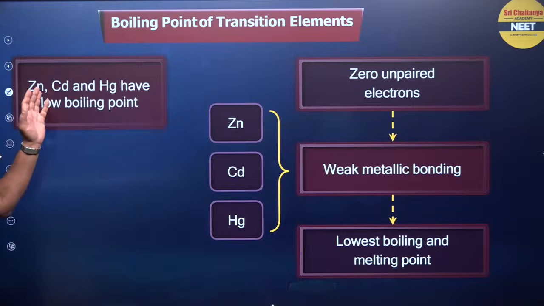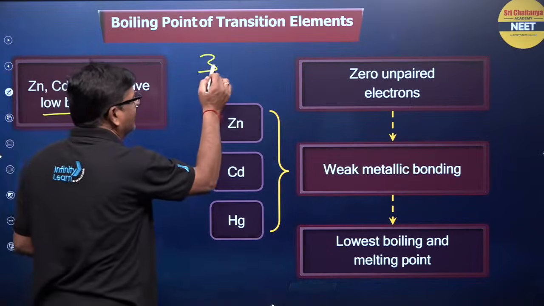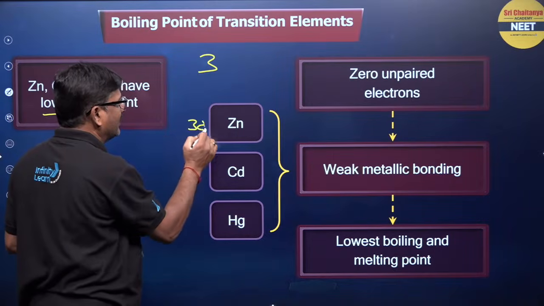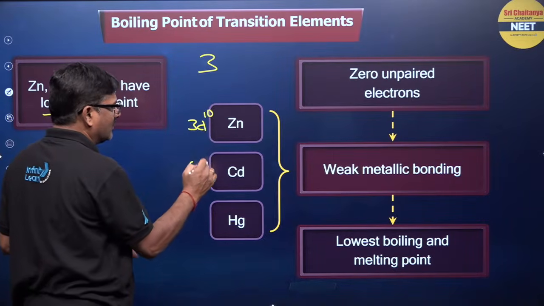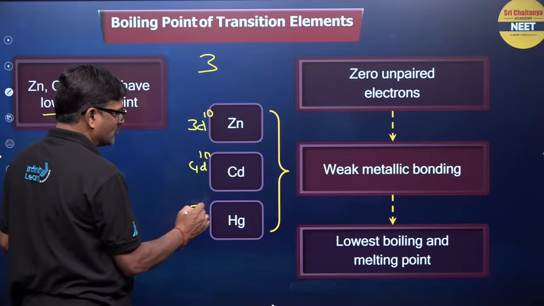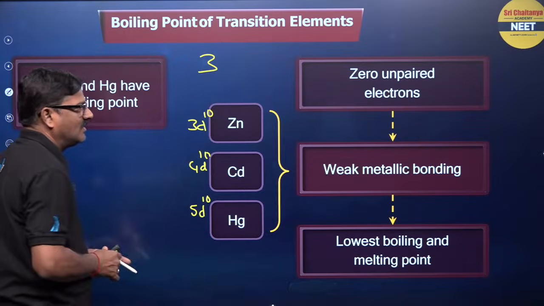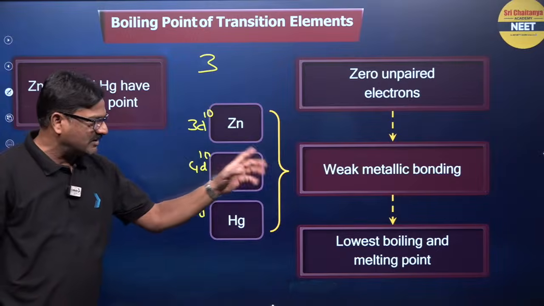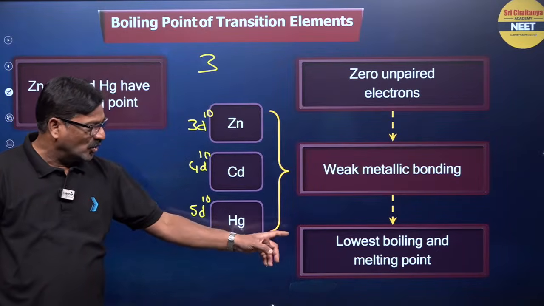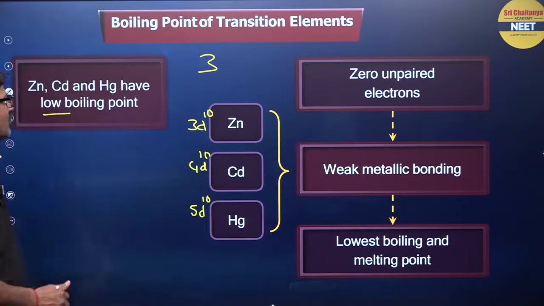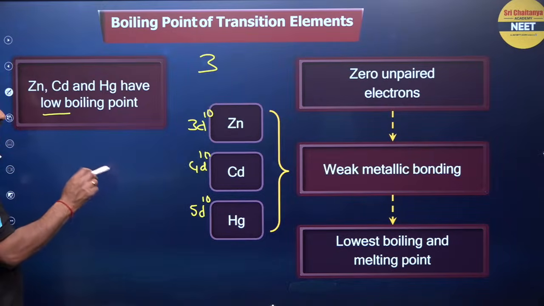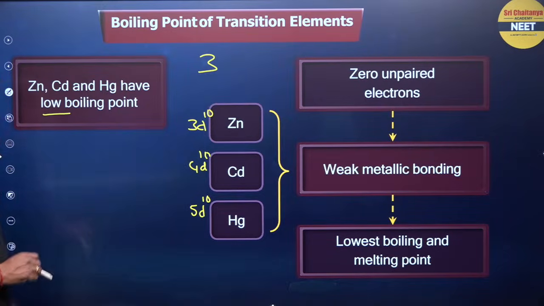Among zinc, cadmium and mercury, they have the lowest boiling points because of the 3d10, 4d10 and 5d10 configurations. So, zero unpaired electrons, weak metallic bonding and the lowest boiling point. They are volatile metals.